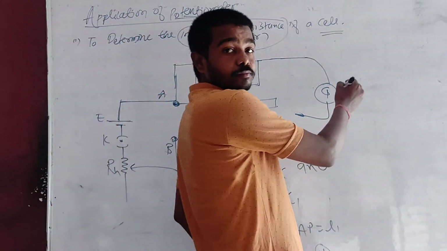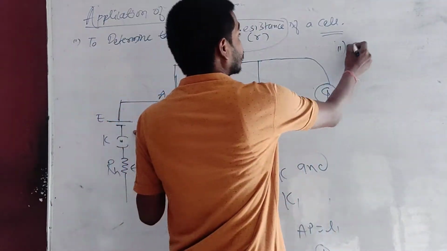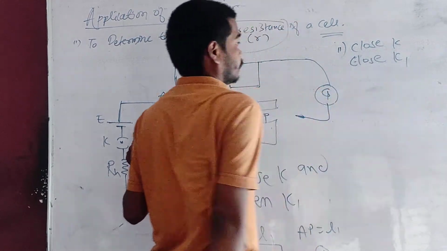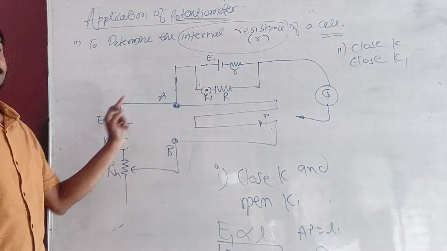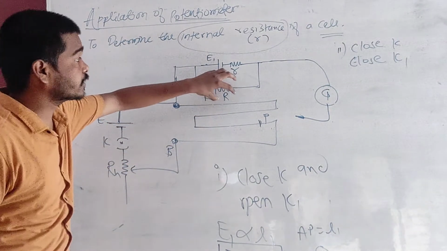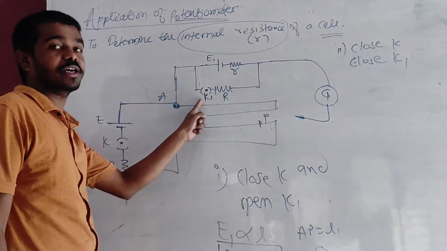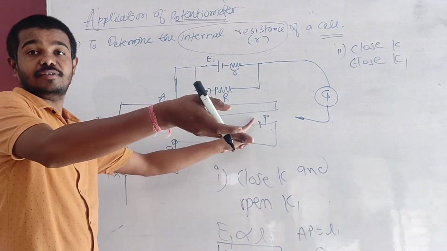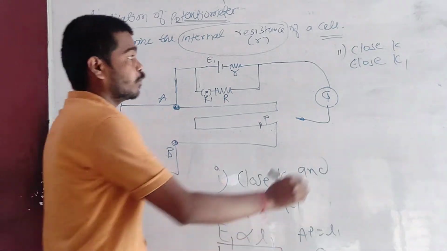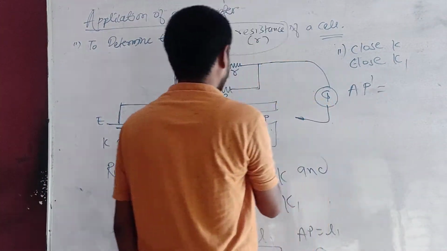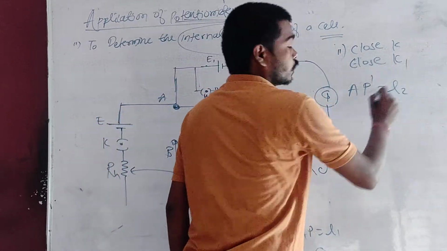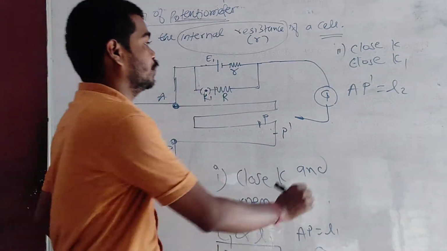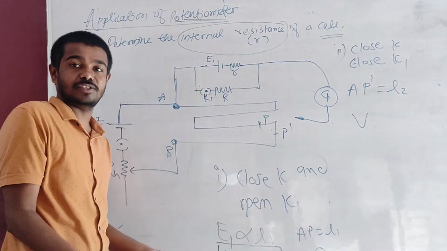Now the second point. Close the plug key K and close the plug key K1 also. Close both the keys. Now the resistance is added in the circuit by closing this plug key K1. Now the null point is shifted to another point, say that point is called P dash. So AP dash is equal to L2. And that potential difference is called V. Say that potential difference is V.